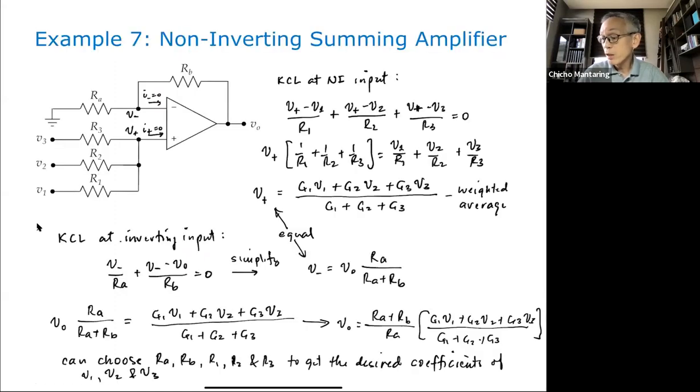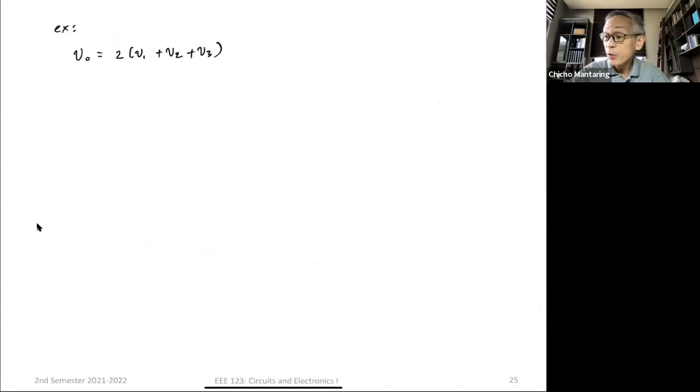So, obviously, I would have to make R1, R2, and R3 equal. Kasi kailangan equal yung G1, G2, at saka G3, so that this will all have the same coefficient. So to implement this, R1 should be equal to R2, which should be equal to R3, which should be equal to R.